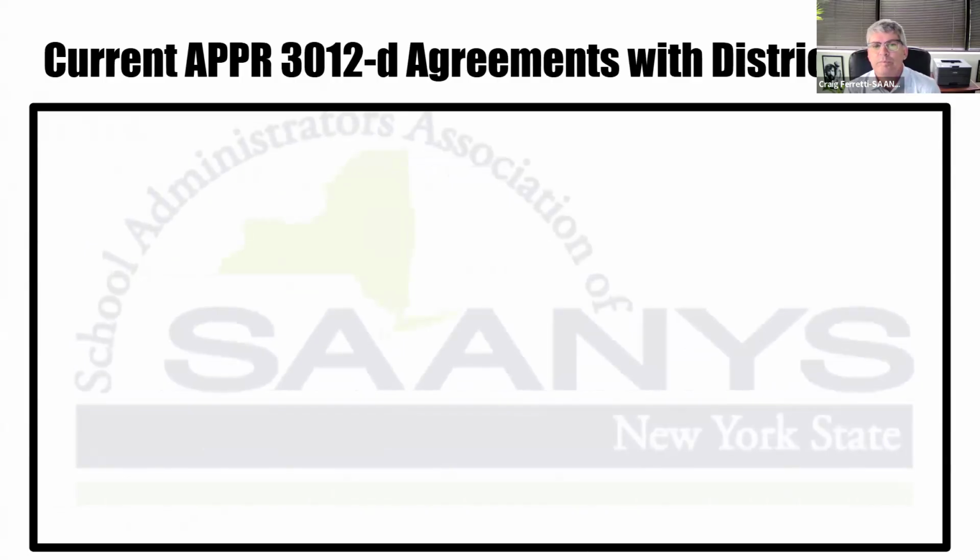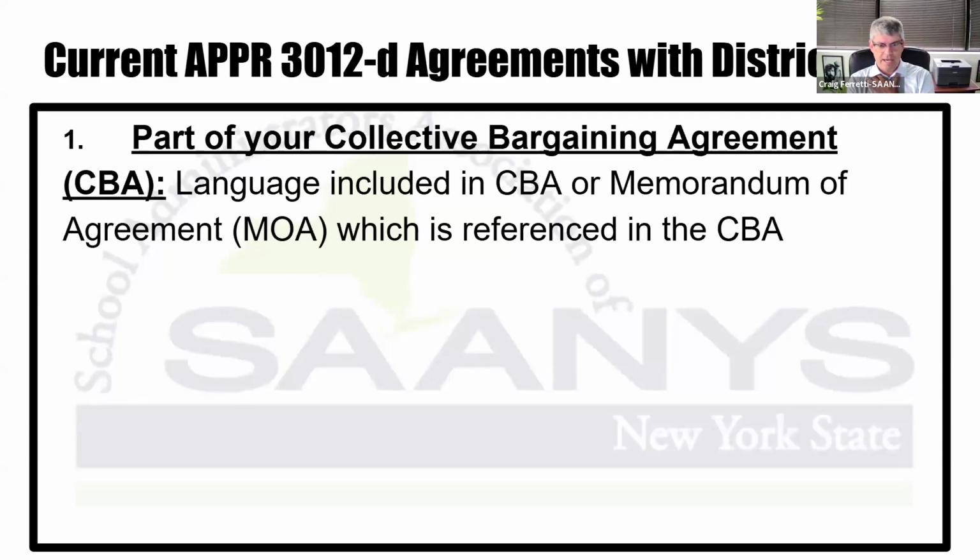All right. So, current APPR agreements with districts. I just wanted to run through this quickly. There are 3 different types. You could have your APPR as part of your collective bargaining unit, meaning it's a part of your contract. We encourage you to do this.